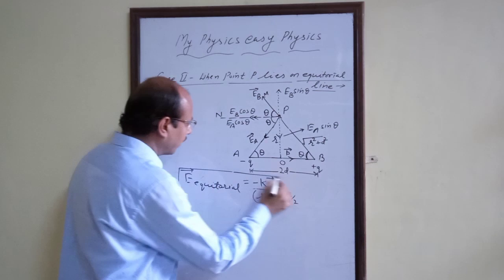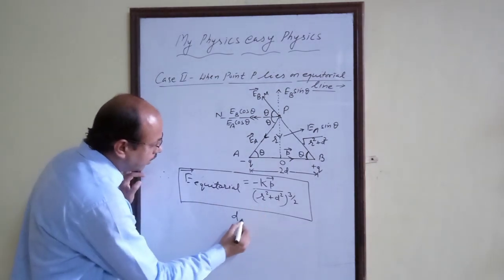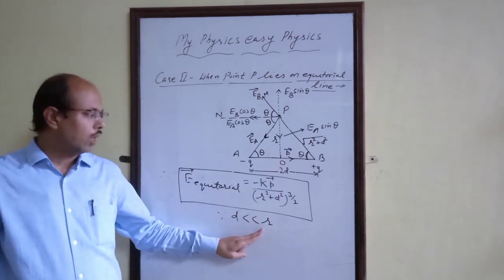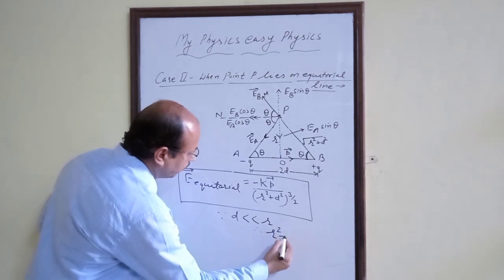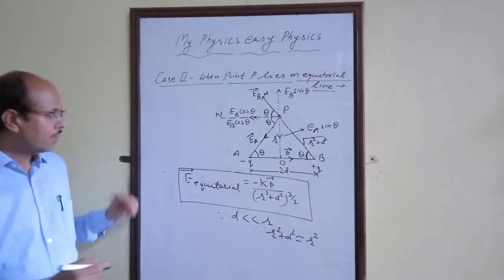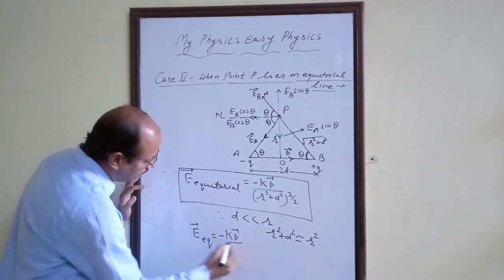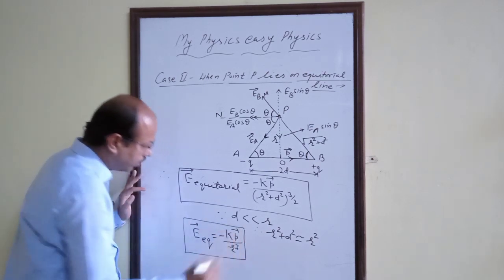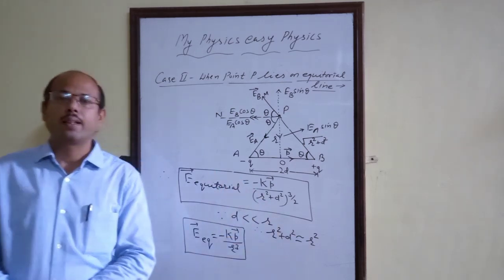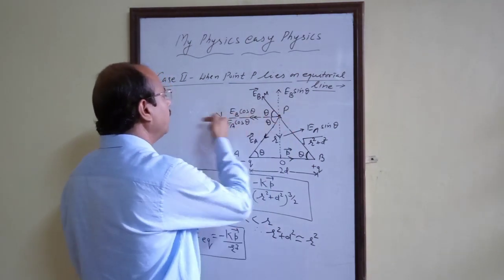So this is the formula for electric field on the equatorial line of an electric dipole. But since the distance D between the two charges is very small in comparison to R, R square plus D square will be nearly equal to R square. It means D square can be neglected, and in that case E equatorial can be written as minus Kp divided by R cube. In this expression we have assumed that R square plus D square is nearly equal to R square. It means we have neglected D square. So this is the final expression for electric field on the equatorial line. This is the equatorial line, and here the electric field is in this direction.